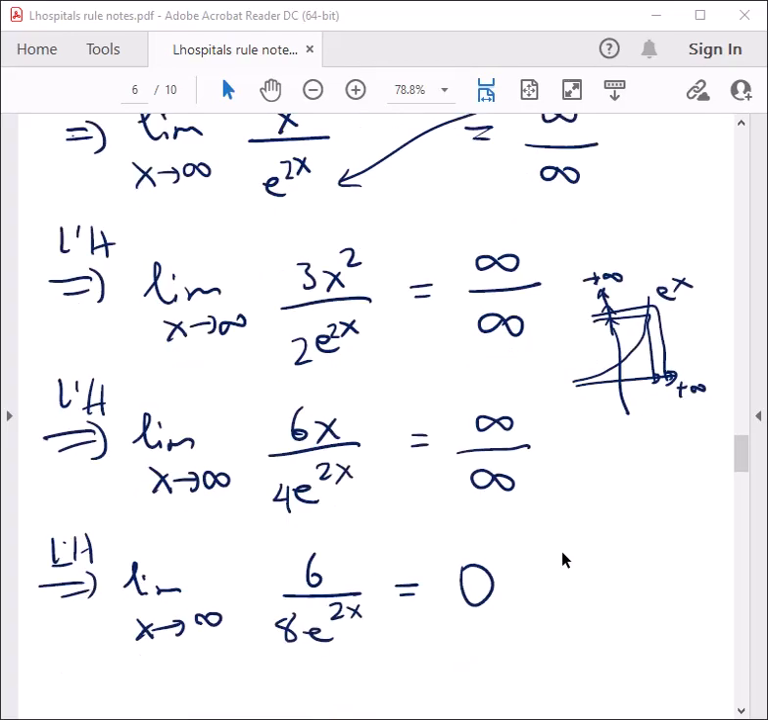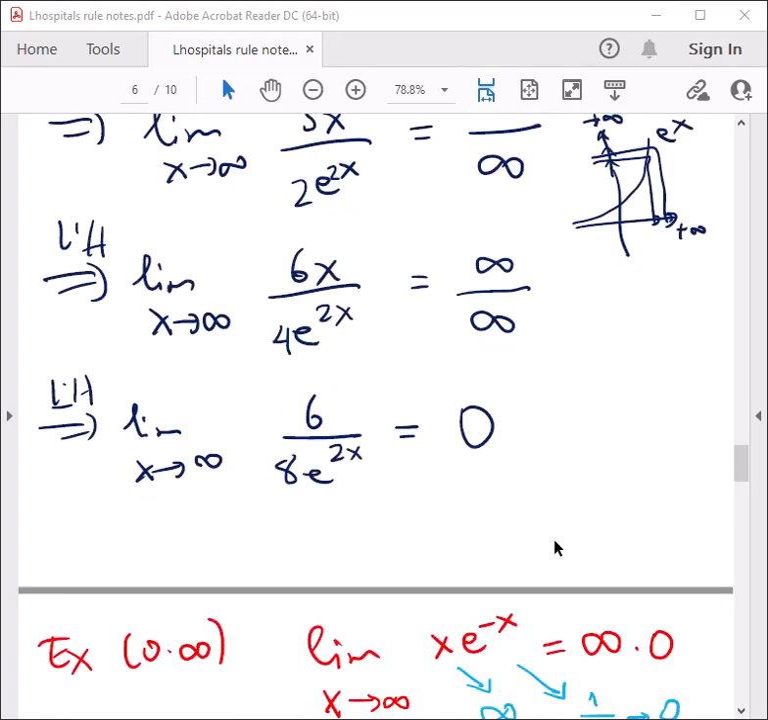So, apply L'Hopital's rule one more time. The derivative of the top will be 6. Derivative of the bottom will be 4 times 2 times e to the 2x, which is 8 times e to the 2x. But when x gets very, very large, positive infinity, we are going to have 6 divided by something very large, which will be very small, eventually 0. So the answer is 0. So we stop when we have some finite number, or maybe an infinity. But if it's infinity over infinity or 0 over 0, then we keep applying L'Hopital's rule.